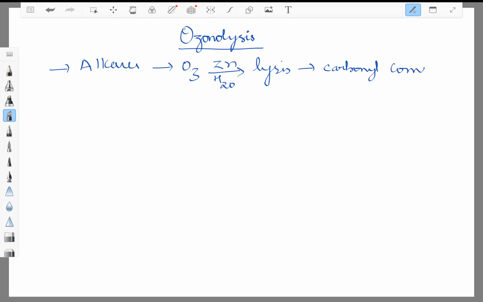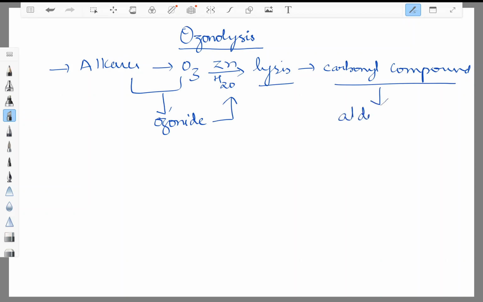Very simple reaction. It is a two-step reaction where ozone reacts with alkene to give ozonide. The formed ozonide reacts with zinc and water, which undergoes lysis to form carbonyl compounds. Carbonyl compounds are aldehydes and ketones. So the basic name corresponding to ozonolysis is using ozone, and that leads to breaking or lysis of the compound to form carbonyl compound, that is aldehyde and ketones.